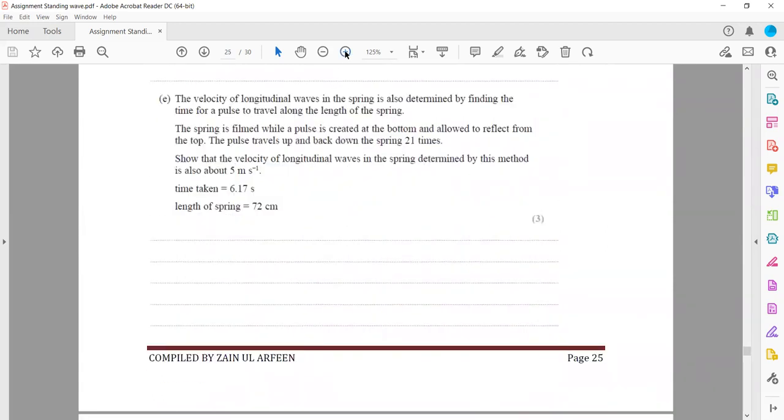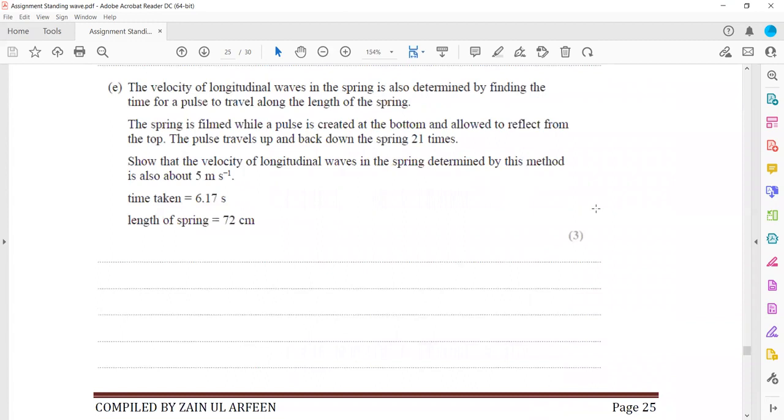Then the velocity of the longitudinal wave in a spring is also determined by finding the time for a pulse to travel along the length of the spring. That is called the pulse echo technique. We send the wave and then the wave returns back. The spring is spun while the pulse is created from the bottom and allowed to reflect from the top. The pulse travels up and down 21 times. Show that the velocity of a longitudinal wave in the spring determined by this method is also about 5. The time taken for the pulse and the length are given.